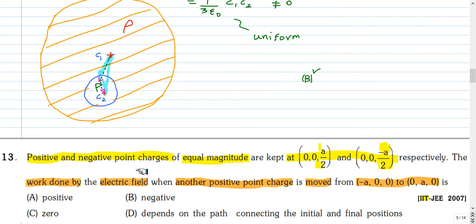Positive and negative point charges of equal magnitude are kept at (0, 0, a/2) and (0, 0, minus a/2) respectively. The work done by the electric field when another positive point charge is moved from (minus a, 0, 0) to (0, a, 0): 4 options are given. You can pause and attempt this question.